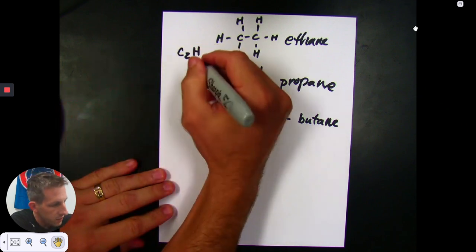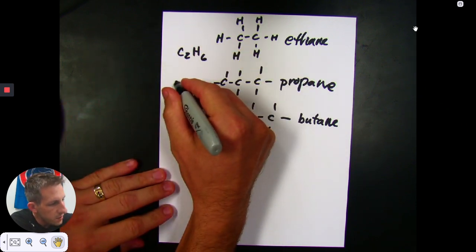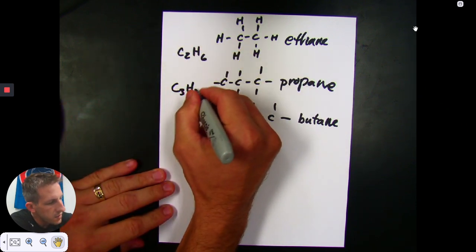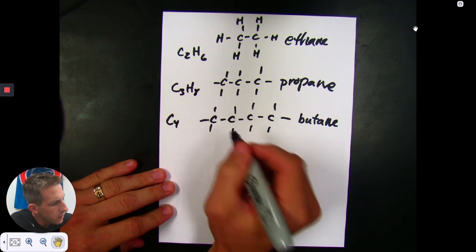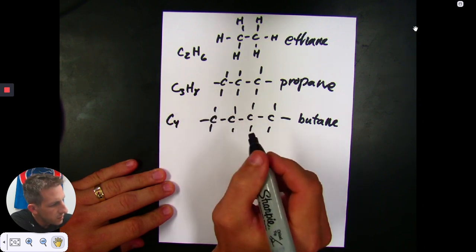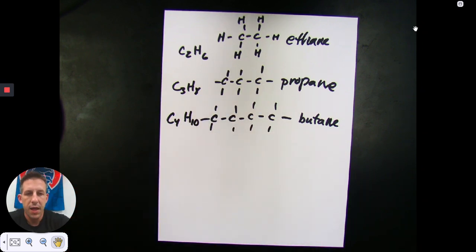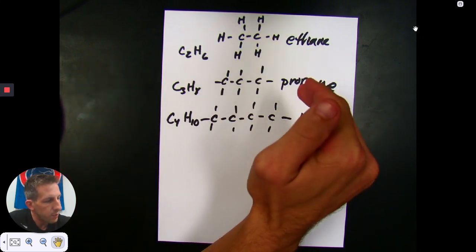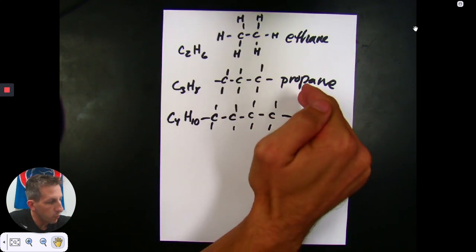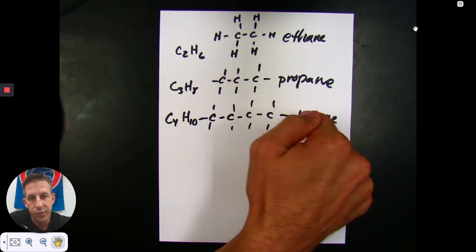Okay, so we've got C2H6, right? C3H8, C4H10. It doesn't seem like we've done a lot here, but we really have. We've taken ethane and we've made it into propane. We've taken propane, and when we add a carbon and a couple hydrogens, we get butane.